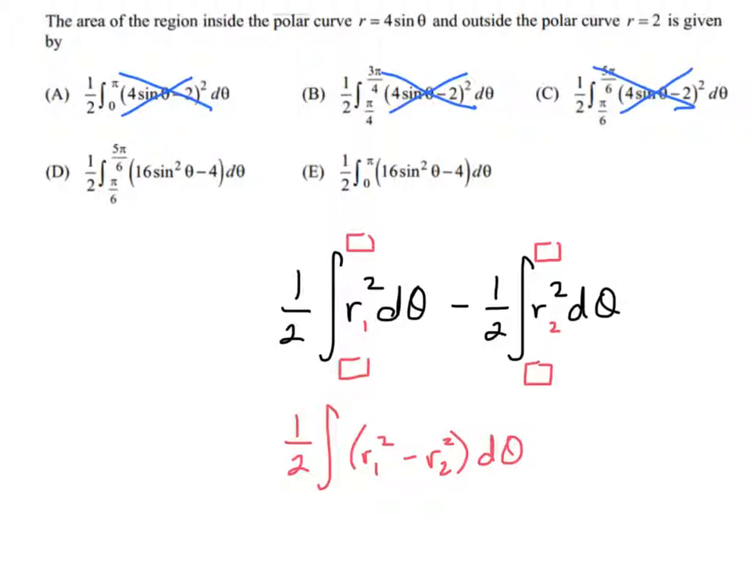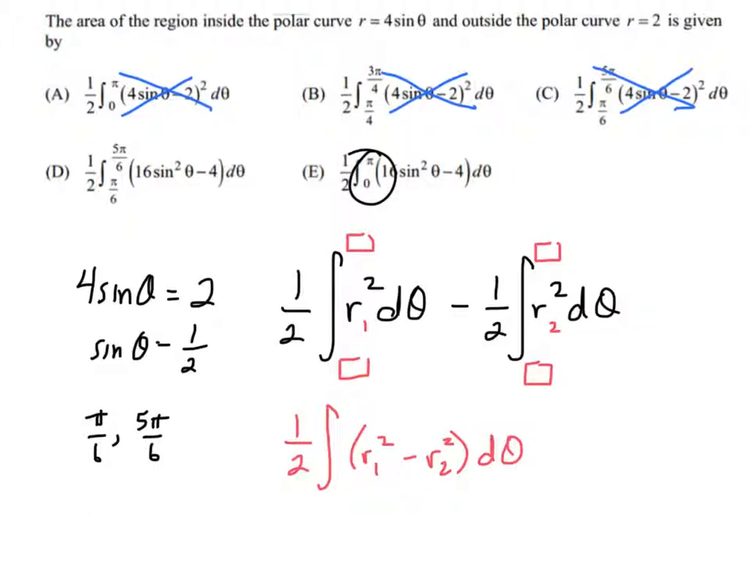The easiest way to find the bounds without a calculator is to simply set the two equations equal to each other and see where they intersect. Well, if I'm looking for where sine is 1/2, that's at pi over 6 and 5 pi over 6. And even if you didn't quite know that, you could definitely rule out that it's 0 and pi. So this one is out. So the answer is D.